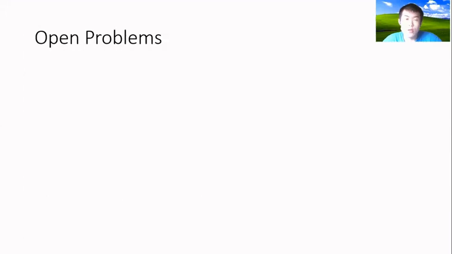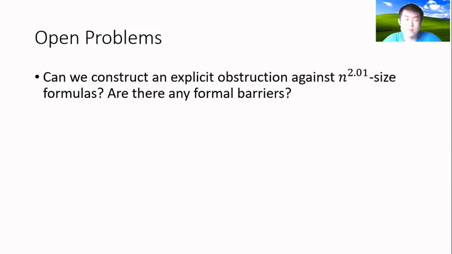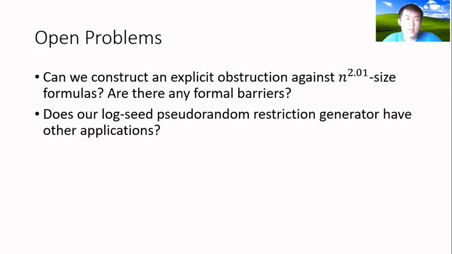We conclude with some open problems. First, can we construct an explicit obstruction against n to the 2.01 size formulas? Of course, this could be very hard because it would imply breakthrough lower bound. So we want to ask, are there any formal barriers? Second, does our log seed pseudo-random restriction generator have other applications?